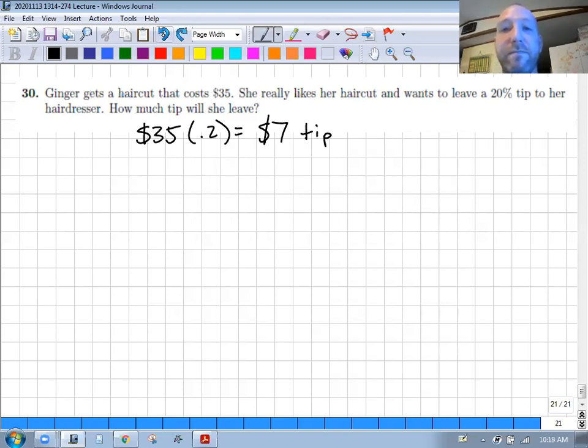All right, how much tip will she leave? Yeah, so she'd have to leave $42 total.